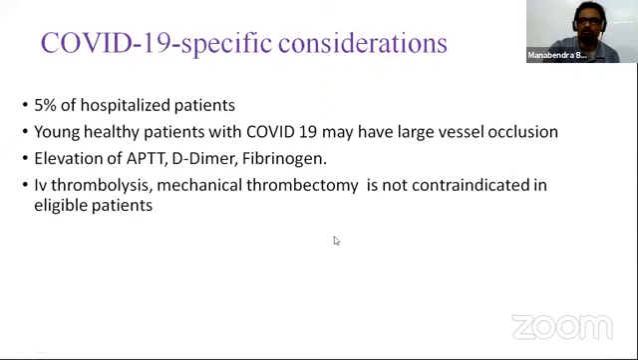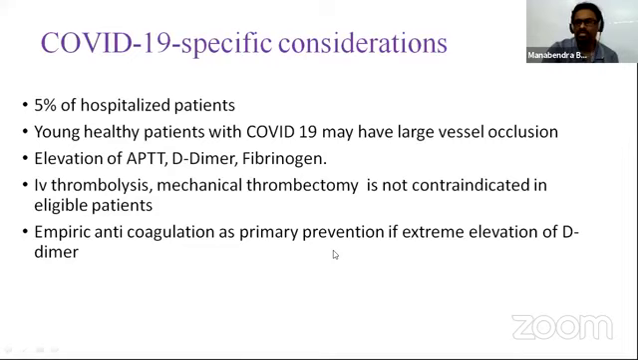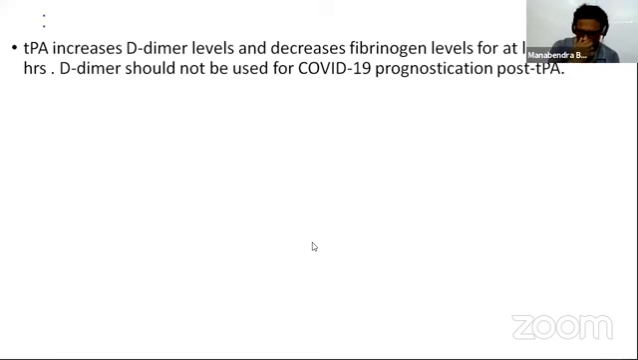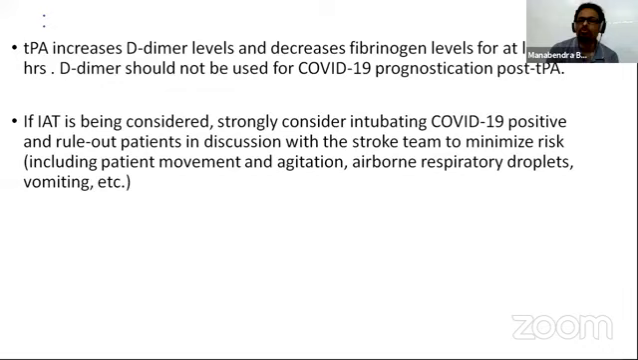And IV thrombolysis, mechanical thrombectomy is actually an absolute contraindication in COVID patients. Anticoagulation is recommended as primary prevention if there are extreme elevations of the D-dimer. And we know that, following the patients, we do serial D-dimer to see the prognosis of the patients.